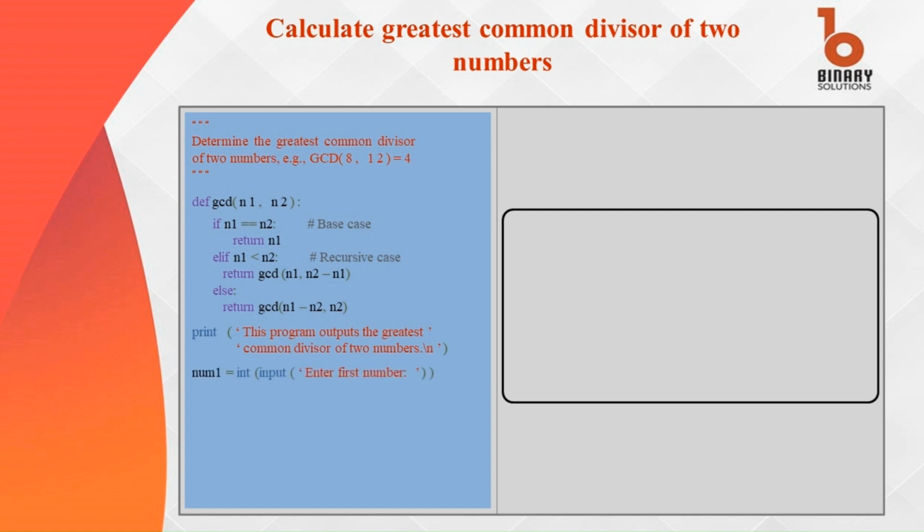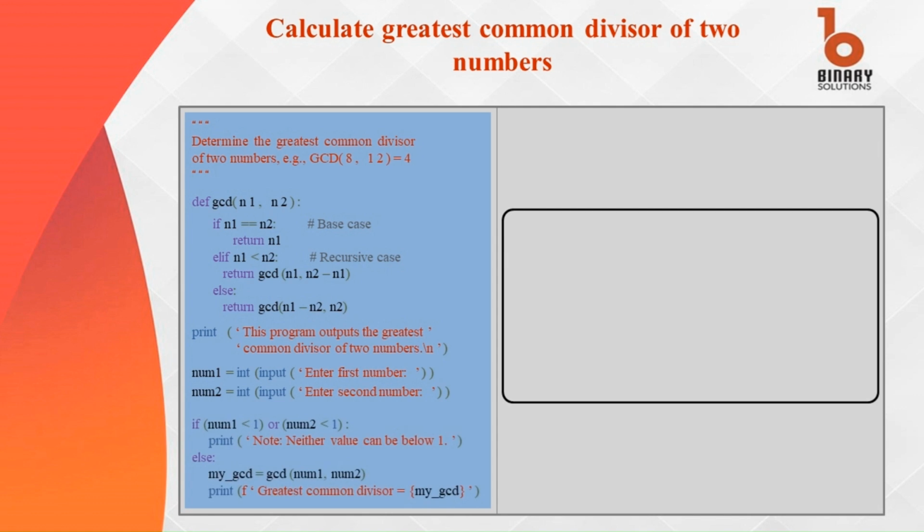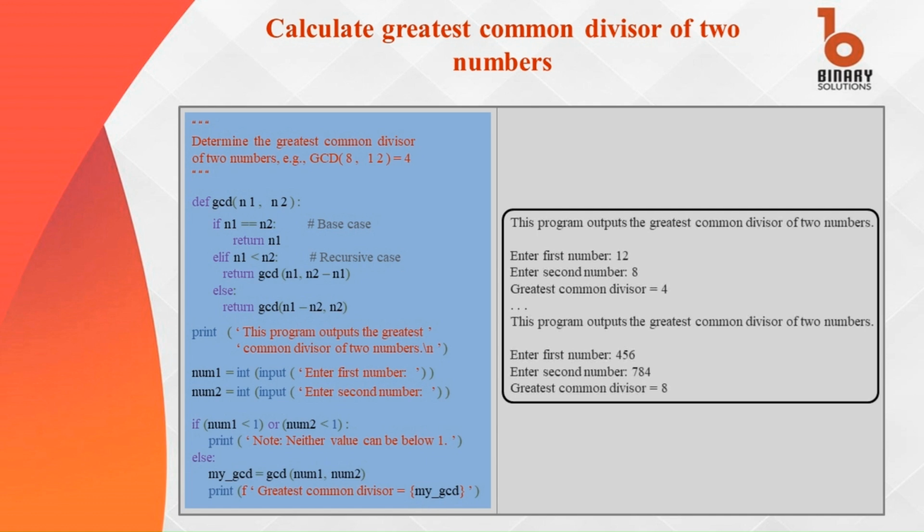The program prompts the user to input two positive numbers and checks that they are greater than 0. If both numbers are valid, the program calculates and prints the GCD. For example, when the user inputs 12 and 8, the program outputs 4, which is the greatest common divisor of the two numbers. This program efficiently finds the greatest common divisor using recursion by repeatedly breaking the problem into smaller subproblems.